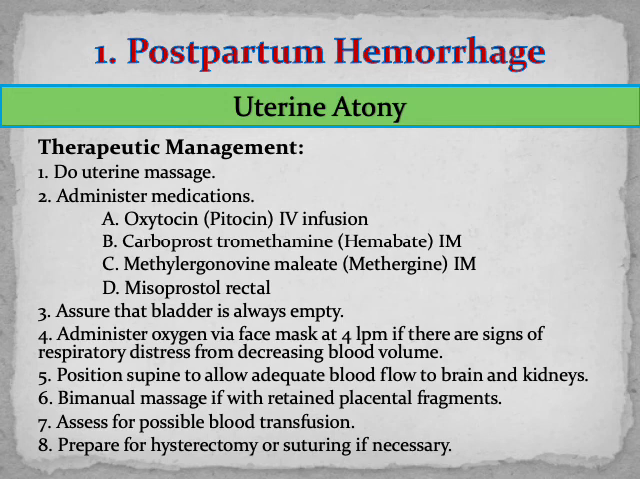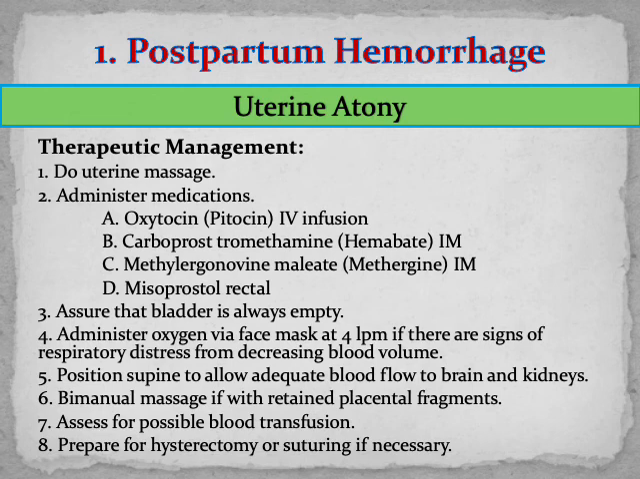Second drug is carboprost tromethamine or Hemabate. It's given as an IM. This is a prostaglandin derivative. Pwede siyang ibigay every 15 to 90 minutes until 8 doses. And again, if it's a prostaglandin derivative, nag-i-initiate siya ng uterine contraction. Yun nga lang, prostaglandins cause diarrhea. So we have to check that as a side effect.